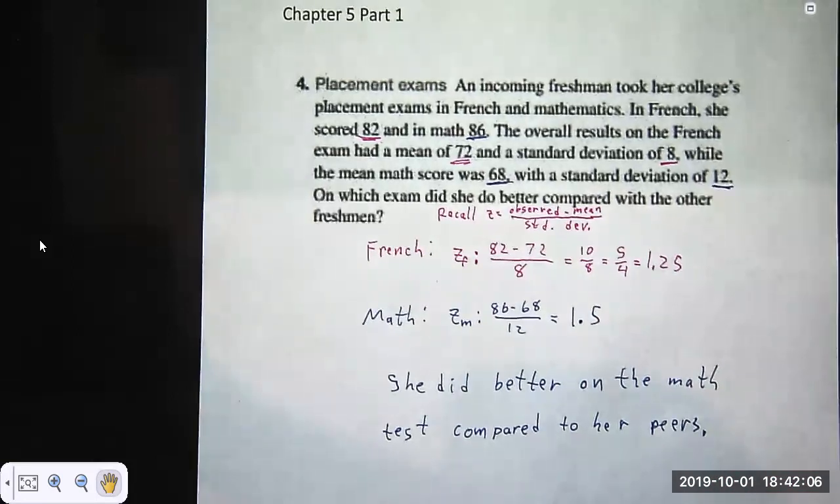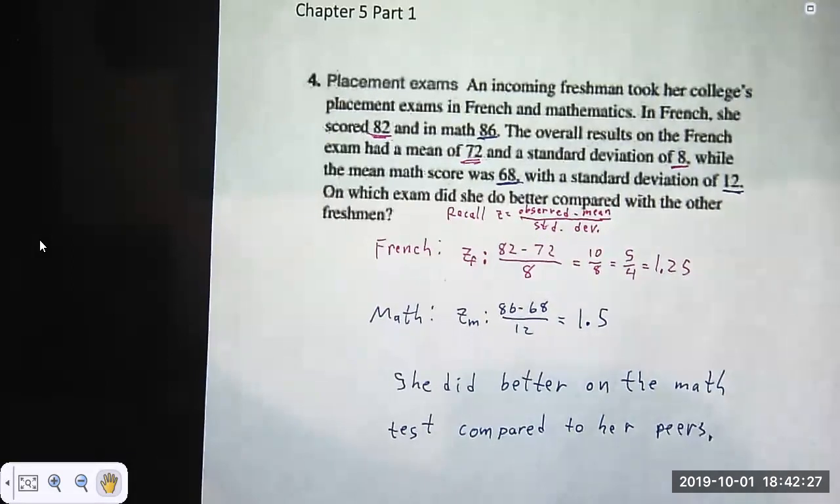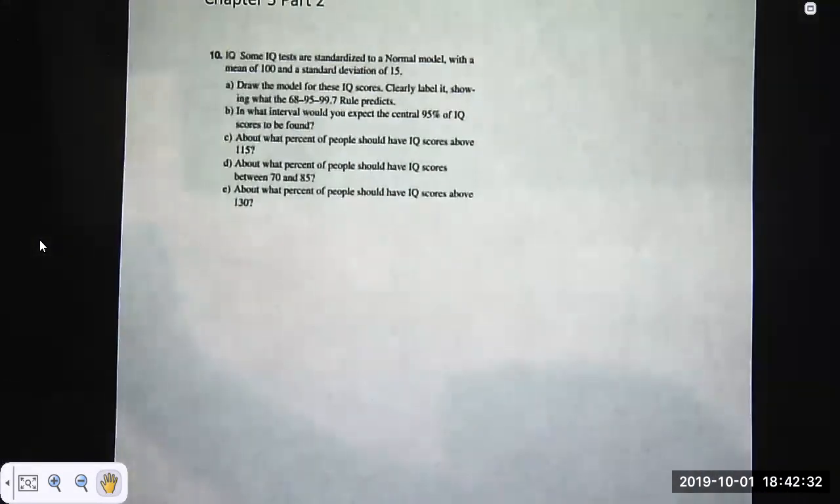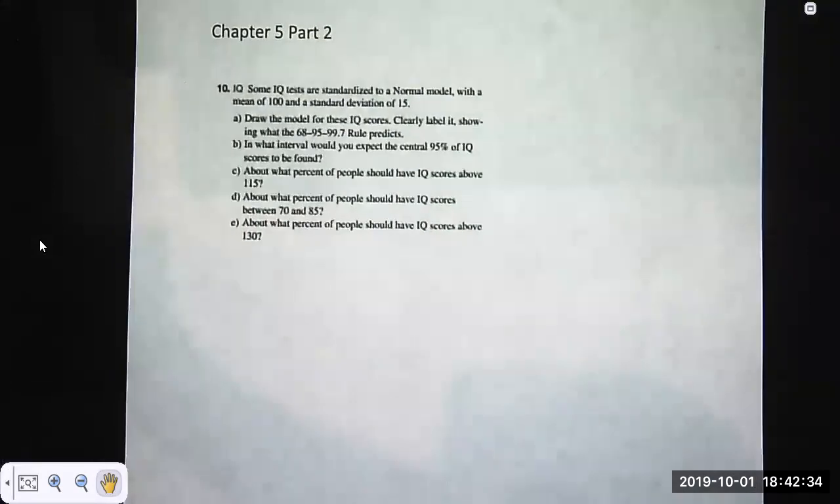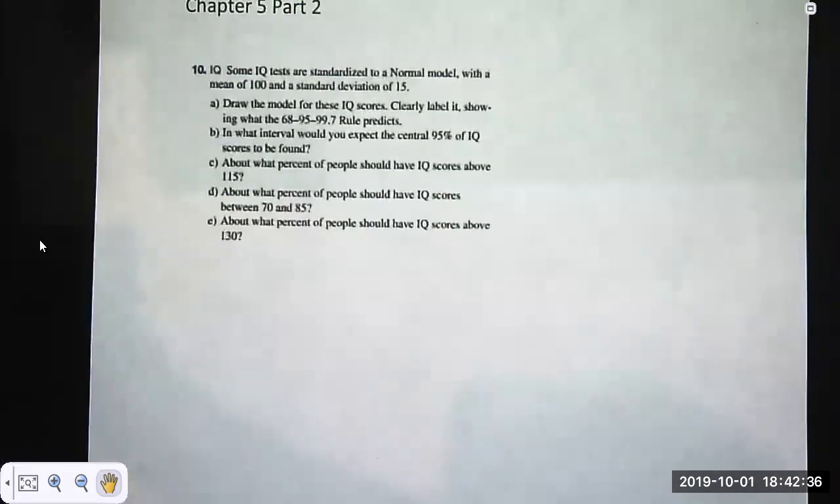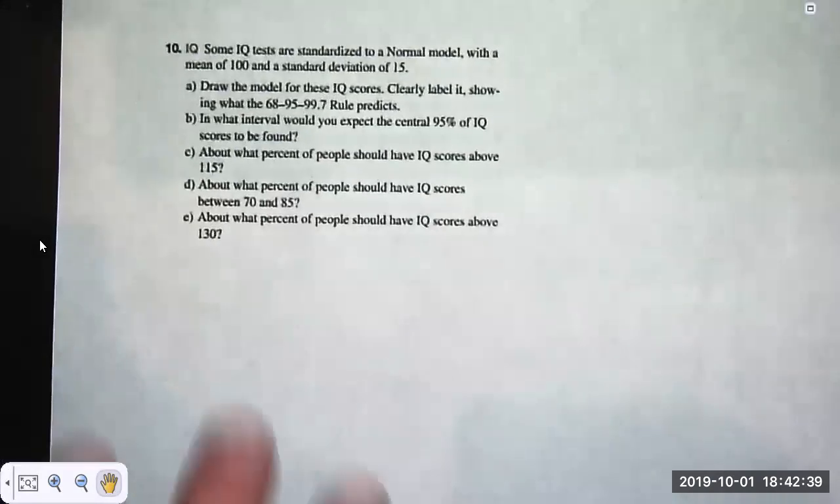All right, any questions on that? If you're comparing how unusual it is, like what's more unusual, that kind of question, z-scores. That's the easiest way to do it. And the z-scores formula is in that formula box on the last page of the test. All right, let's do one with the 68, 95, 99.7 rule.